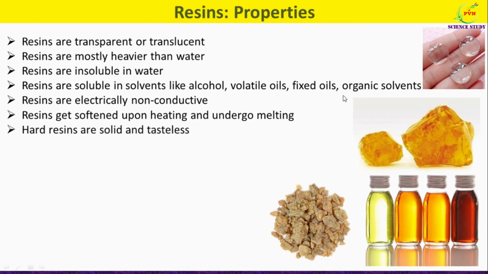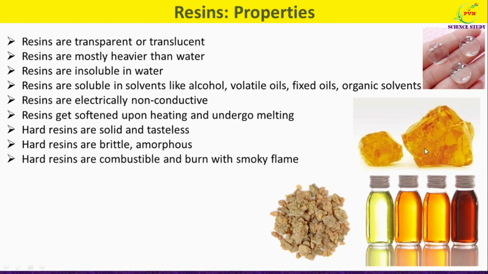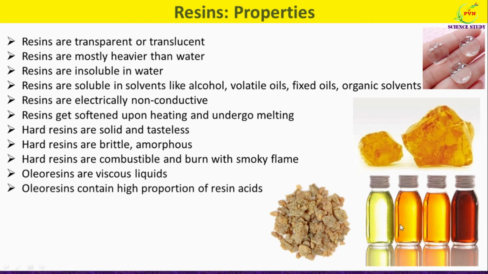Hard resins are solid and tasteless, as you can see here. Hard resins are brittle as well as amorphous. Hard resins are combustible and burned with smoky flame. Oleoresins are viscous liquid, as you can see here. Oleoresin contain high proportion of resin acids. Due to presence of considerable content of essential oils, oleoresins have distinct and characteristic odors.